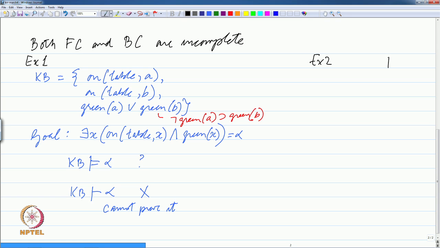So, example 2 is also, let us say, from a blocks world kind of a domain, and I have 3 blocks, let us say A, B, C, and I know that this is green and this is not green.